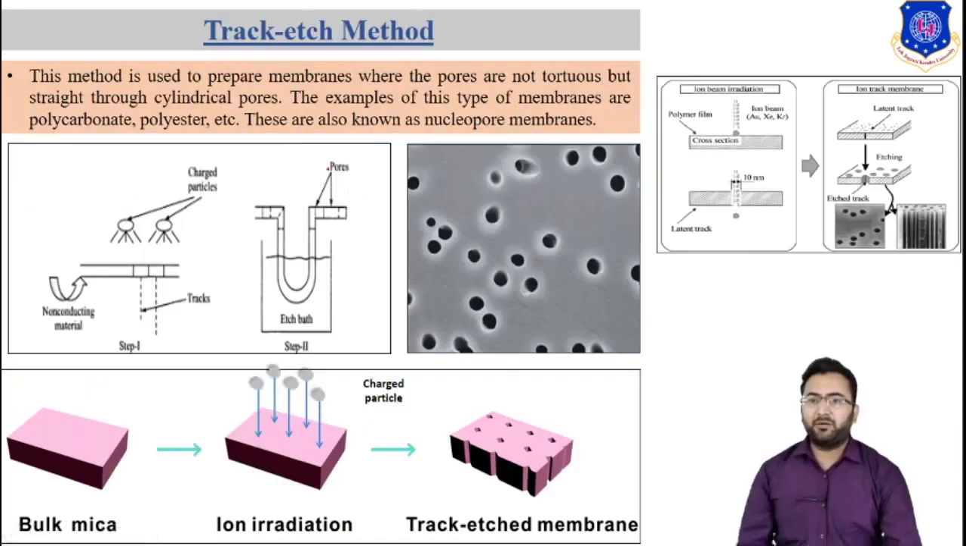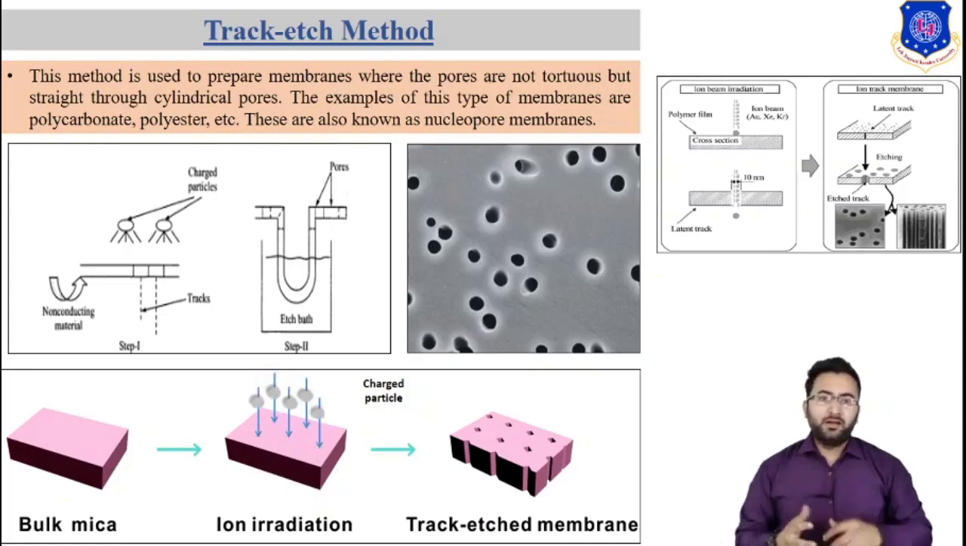Now let's discuss the track etch method. This method is used to prepare membranes where pores are not tortuous but straight, cylindrical pores. Examples of this type of membrane are polycarbonate and polyester. These are also known as nuclear pore membranes.